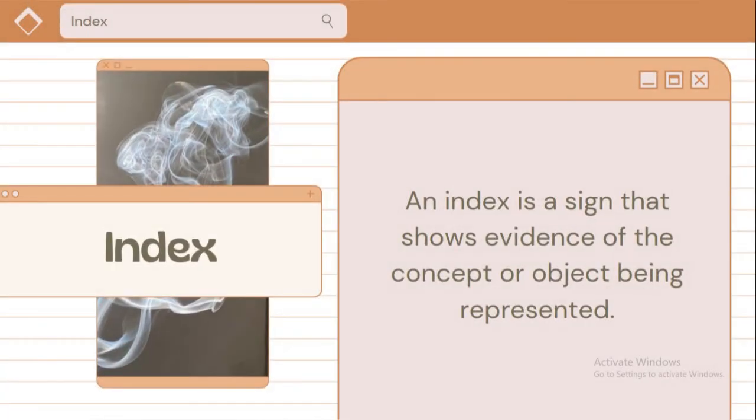The second one is index. So an index is the causal relationship between the sign and its object. An index is a sign that shows evidence of the concept or object being represented. An index doesn't resemble the object or concept being represented. Instead, it resembles something that implies the object or the concept.